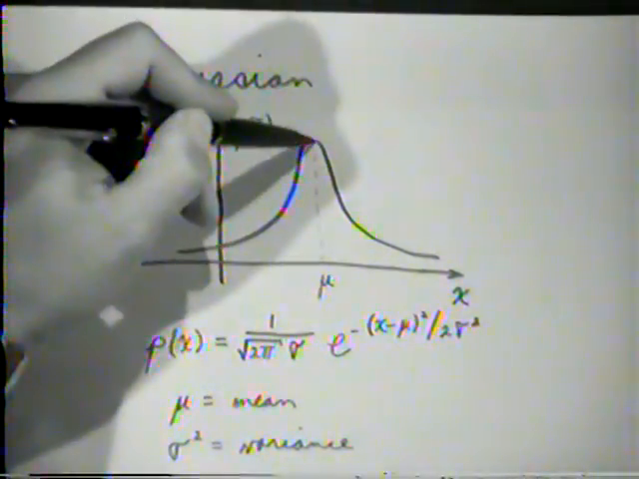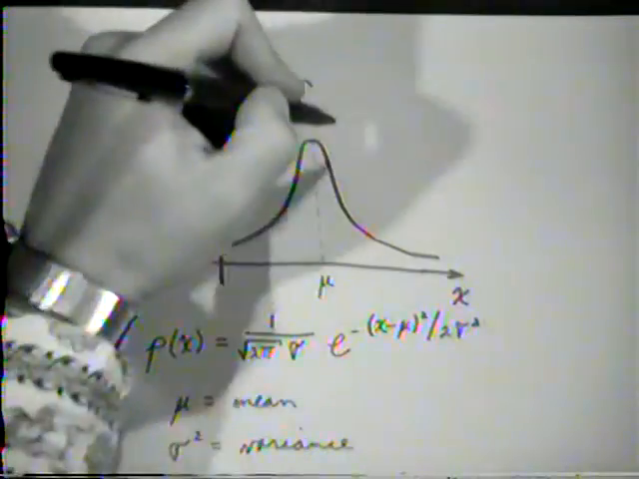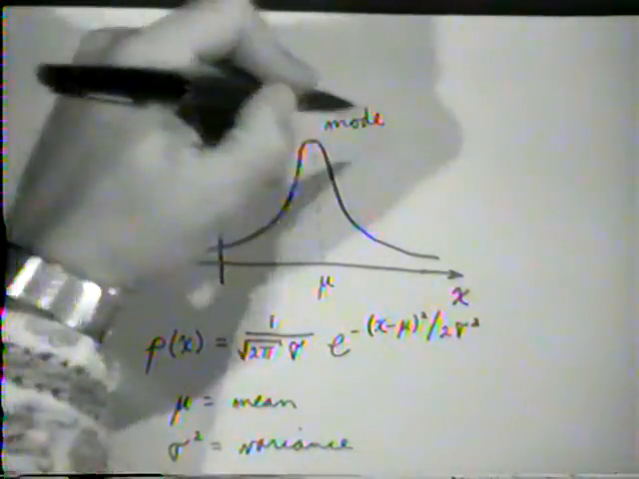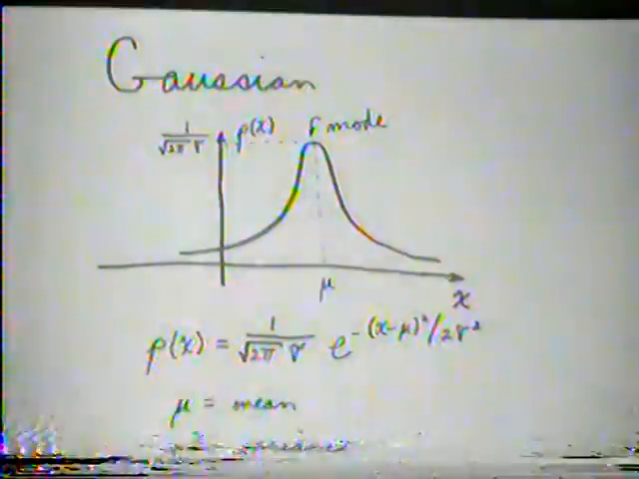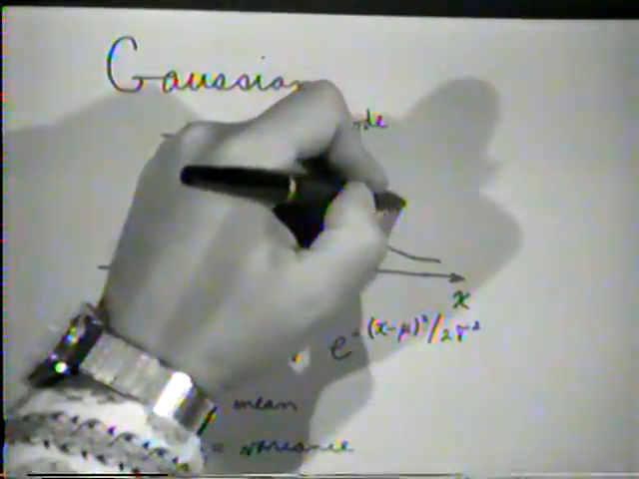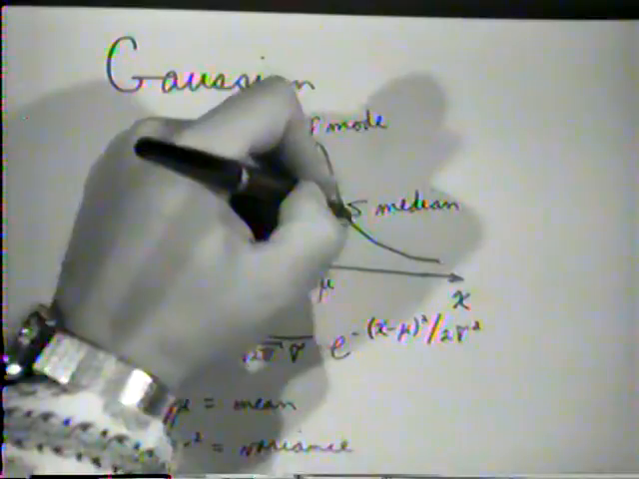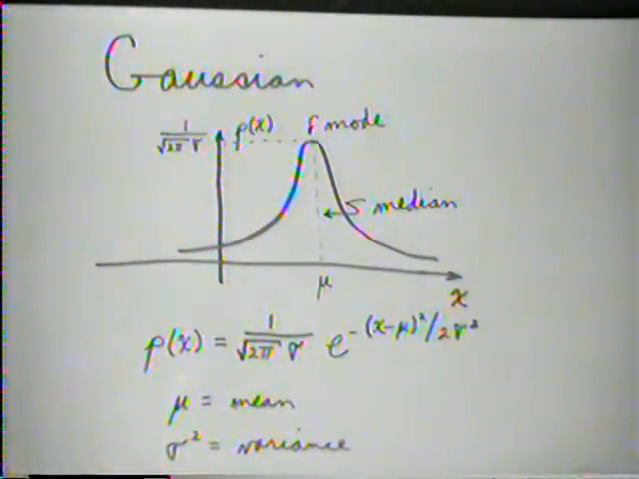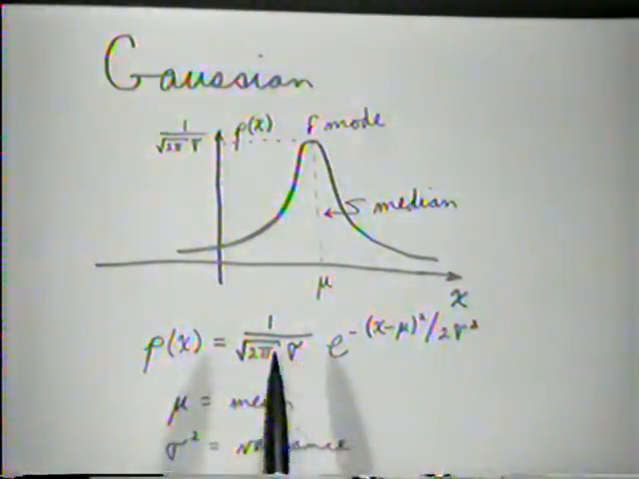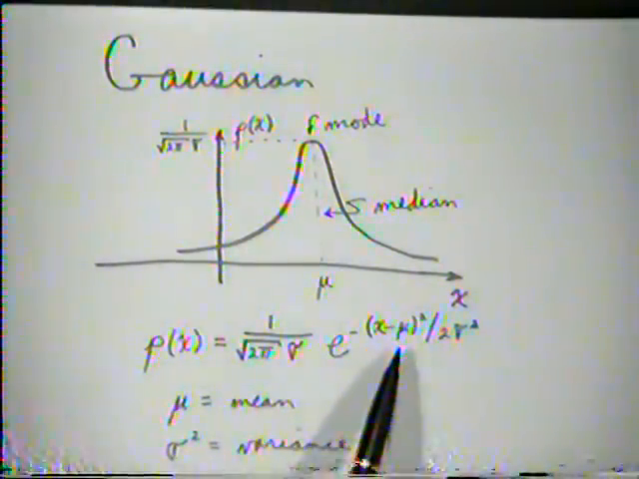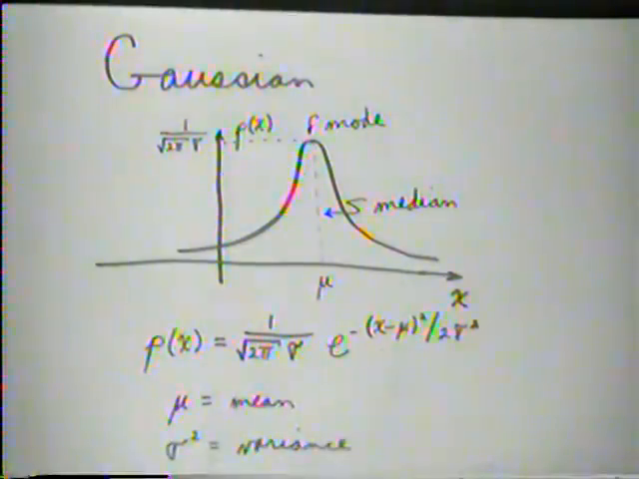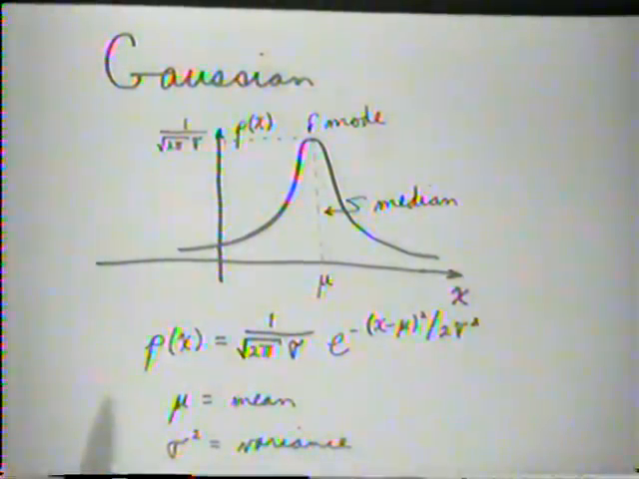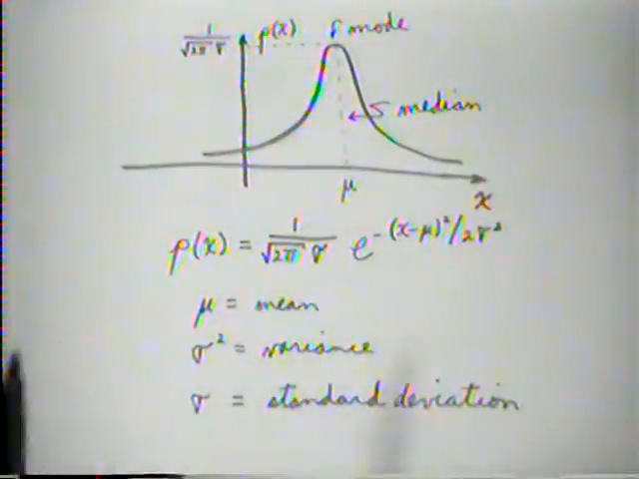The location of the peak of the density function is known as the mode, M-O-D-E, the mode. And in the case of a Gaussian, again, the mean is the same as the mode. This is also, I'll write this out, the median. Locate it right there. So we have the mean, the mode, and the median coincide at the point mu, where mu is the parameter that occurs in the numerator of the exponent. I've defined the terms just below here.